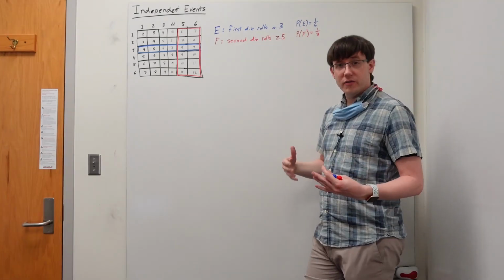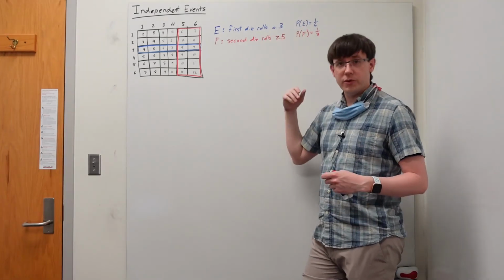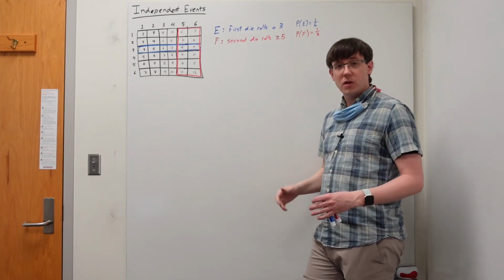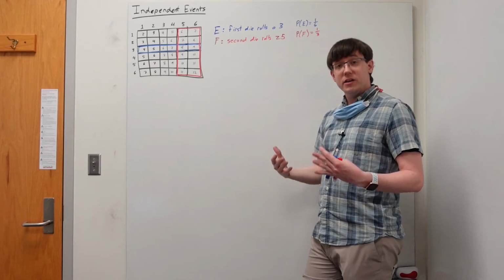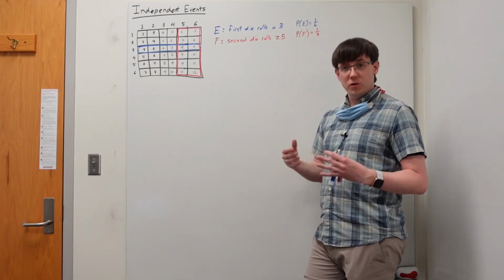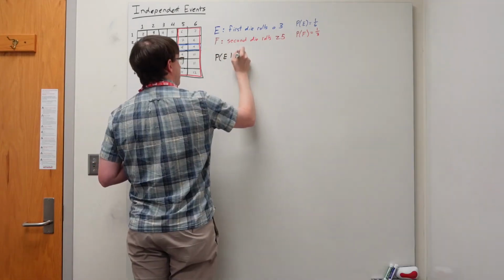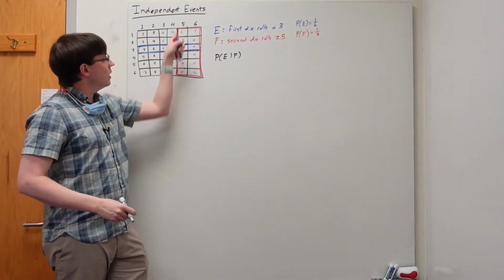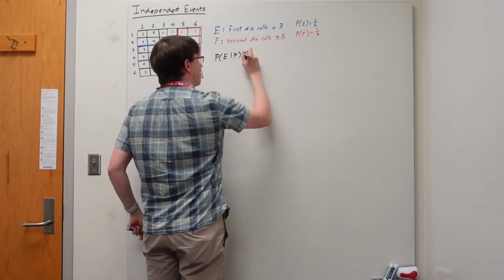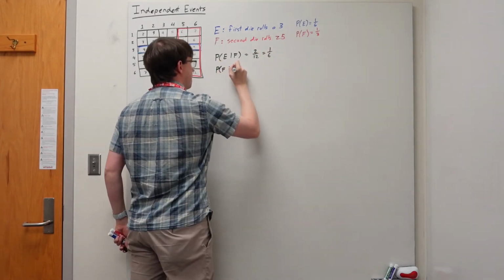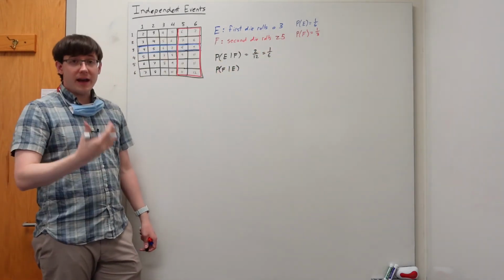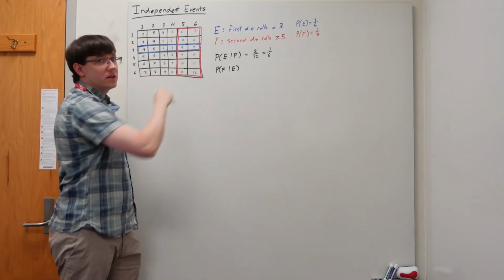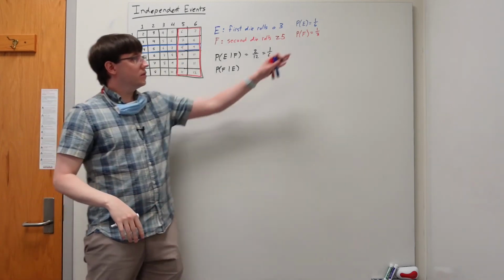If we consider events E, that the first die rolls a 3, and F, that the second die rolls a 5 or 6, and calculate conditional probabilities, here's what we get. The probability of E given F is 2 out of 12. And the probability of F given E is 2 out of 6, which is still 1/3.